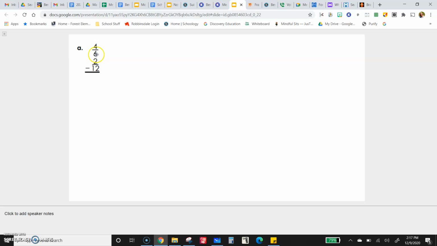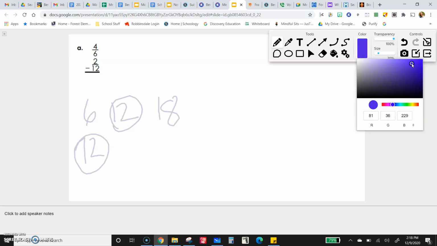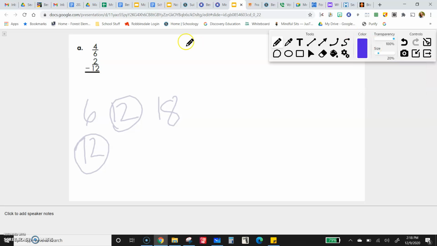So my denominators 6 and 12 are different, so I cannot subtract them yet. I do need to find a common denominator. So think, okay, how do I do that? Need to find something they have in common. So I find a multiple that they have in common. So 6, 12, 18. Oh, look, 12 is the same. It is in both lists. Let me just switch to a darker color so you can see it a little easier.